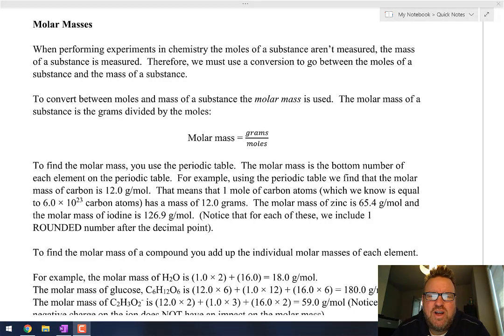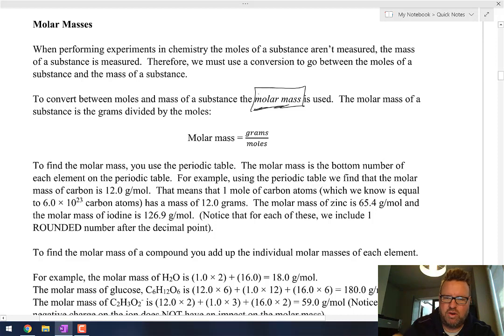In our previous video, we talked about moles and how a mole is equal to 6.02 times 10 to the 23rd whatever. The problem with that is when you're measuring something out in a chemistry lab, you can't measure things out in moles. When you measure things out, you measure the grams or the mass of that substance. And so what we need is some type of conversion to go from moles to the mass of something. And the way that you do that is you use something called the molar mass.